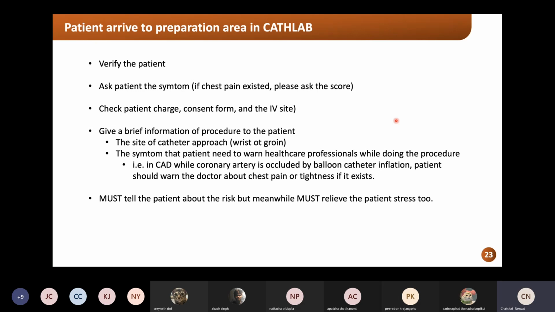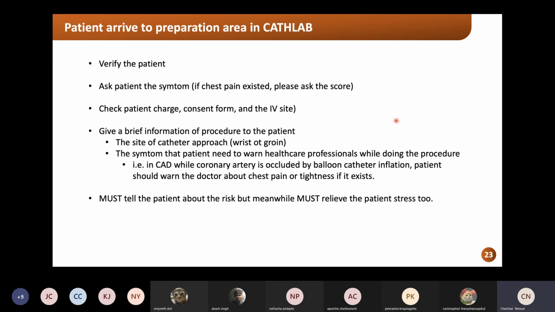When the doctor inflates the balloon, the patient should warn the doctor about chest pain, because when we inflate the balloon, right, it will occlude the coronary artery 100%. So a long period of balloon inflation might cause the patient to be uncomfortable and feel chest pain. So you have to tell them that if the patient feels more chest pain, they have to warn the doctor about that.